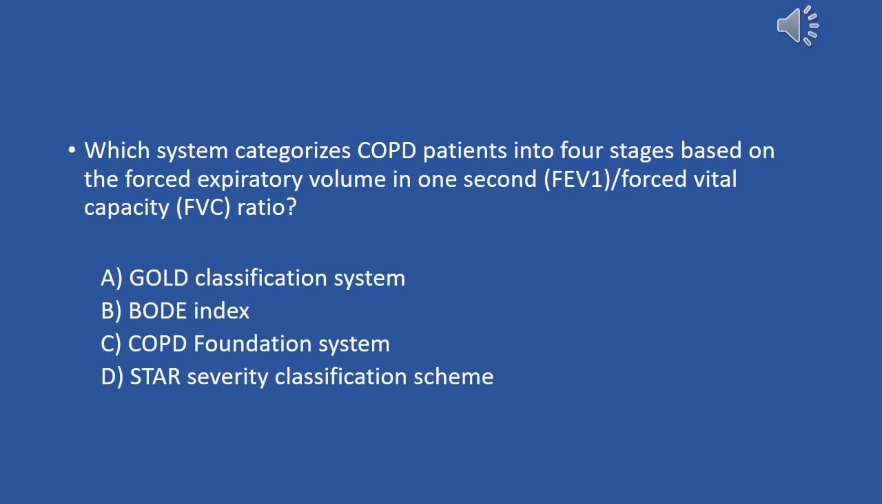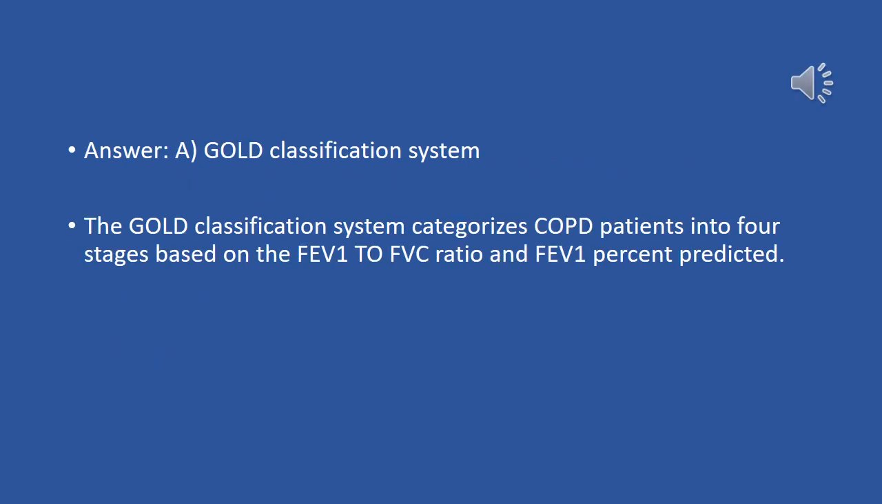Which system categorizes COPD patients into 4 stages based on the forced expiratory volume in 1 second to forced vital capacity ratio? A. GOLD classification system. B. BODE index. C. COPD Foundation system. D. STAR severity classification scheme. Answer: A. GOLD classification system. The GOLD classification system categorizes COPD patients into 4 stages based on the FEV1 to FVC ratio and FEV1 percent predicted.